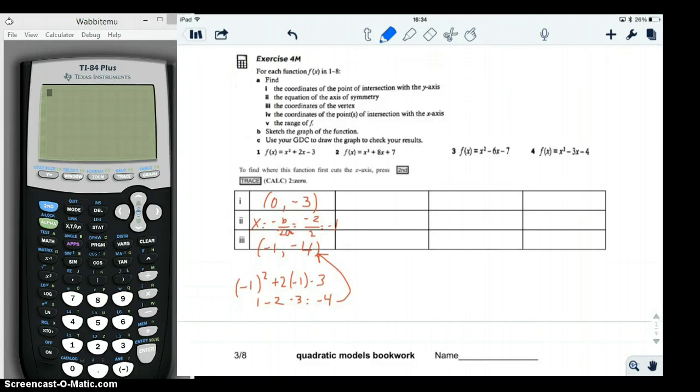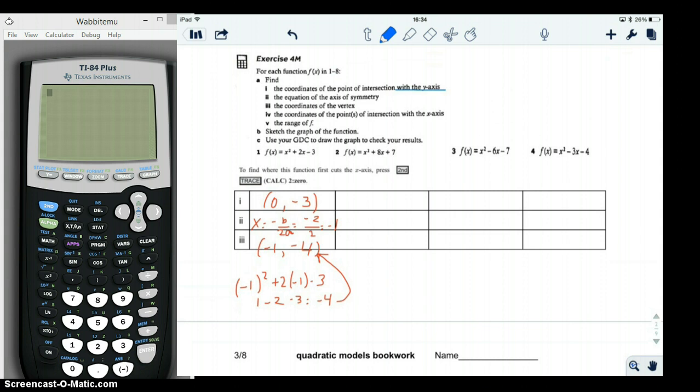Problem 4M1. This is similar to 4L, just it asks you to do a few more things. First of all, it says find the coordinates of the point of intersection with the y-axis. We haven't done this before. There's two ways to do this.